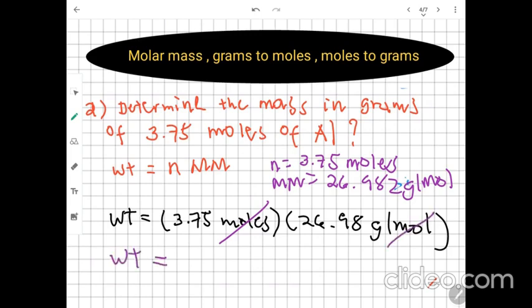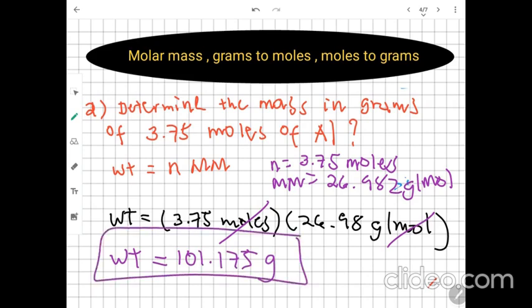So weight is equal to 3.75 times 26.98. So this is equal to, let's look at my calculator, 101.175, and the unit here is grams. Take note, without the unit, mali ang inyong sagot.